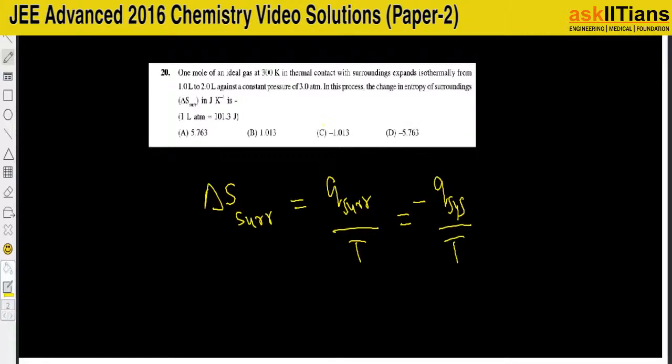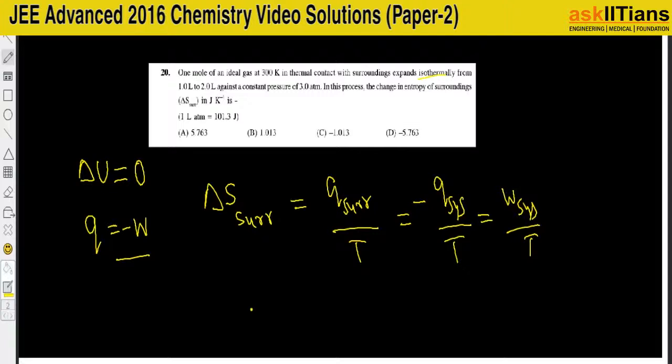This is what I was telling you, which if it is saying an isothermal process, right? So the first pickup trick should be the isothermal point. In an isothermal process, your delta U is 0. So obviously your Q will be equal to minus W. So minus Q of system by T is actually equal to plus work of system by T, correct?